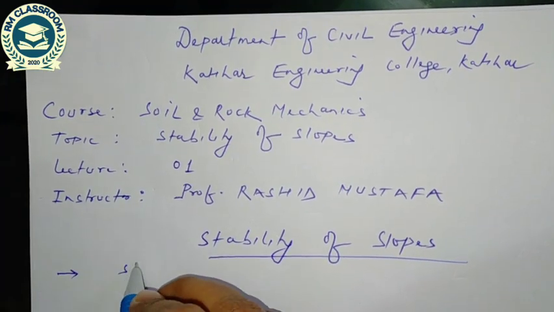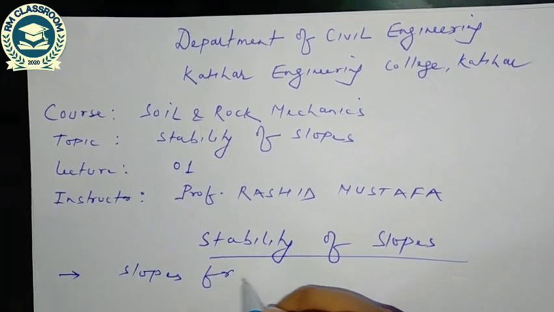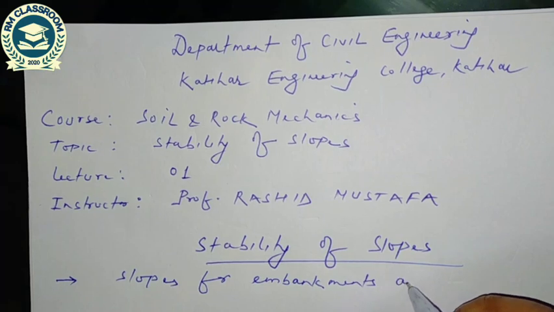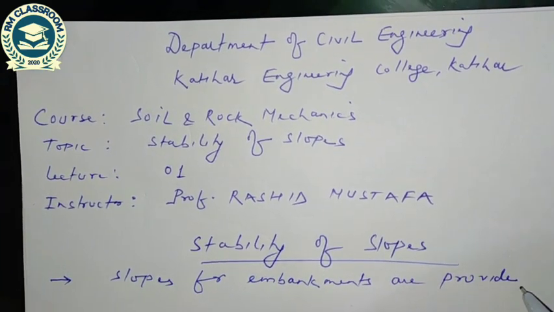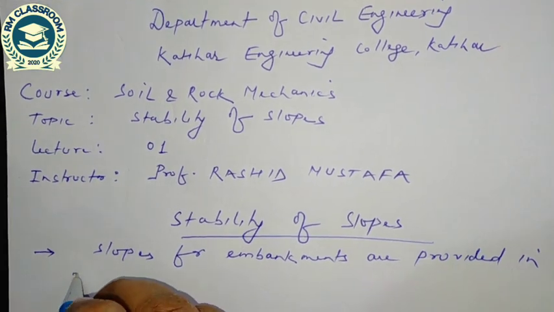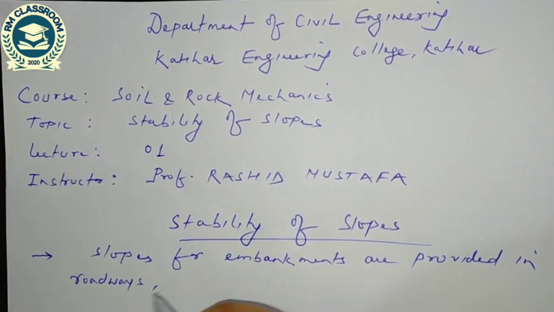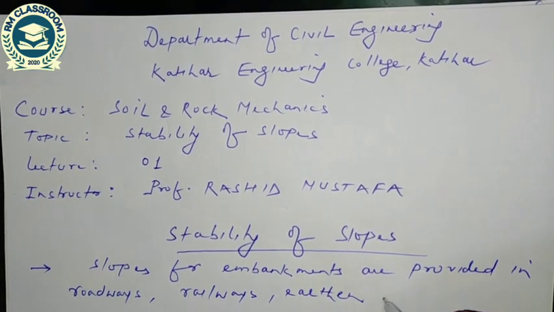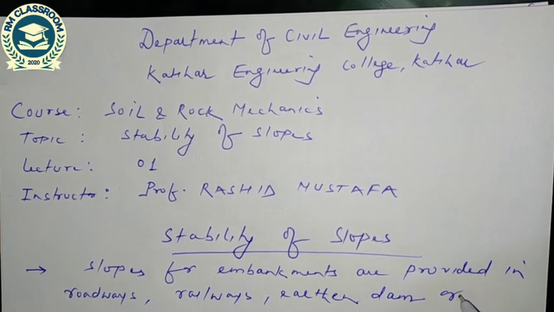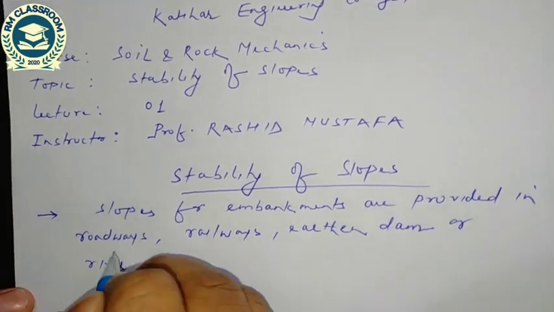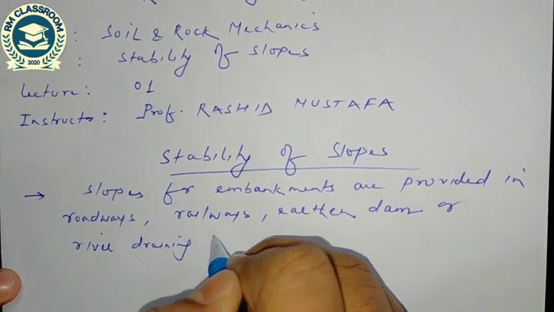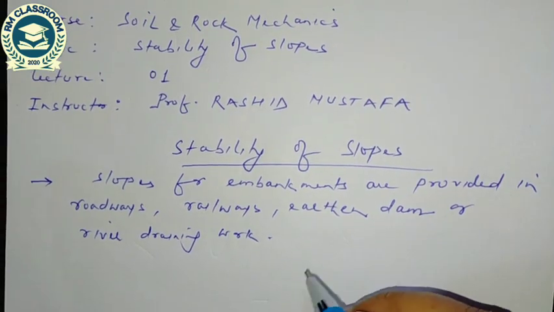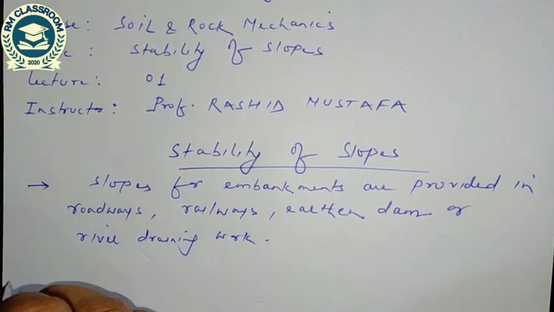So what is slope? Slopes are provided for embankments in roadways, railways, earthen dam, or river draining work. So slopes are provided for the embankments, roadways, railways, earthen dam, and river draining work.